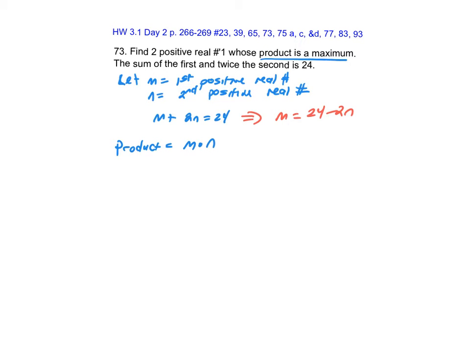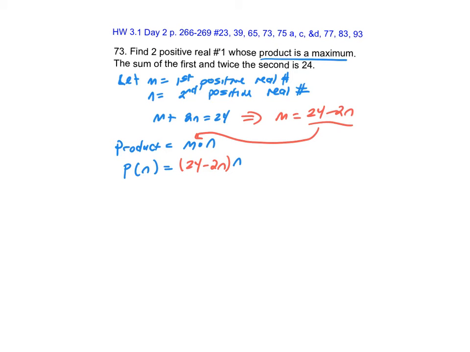And then I can substitute this expression in for m in my product function. So I'm going to have the product now as a function of only the variable n: P of n is going to be 24 minus 2n, that's what m was, times n. Now we can find the maximum. We can find where the maximum occurs.